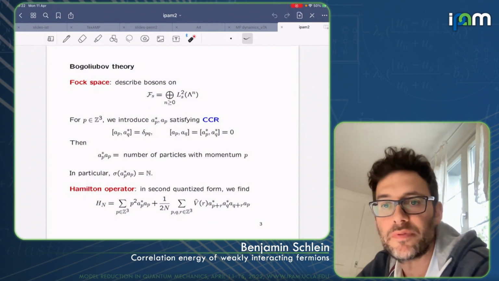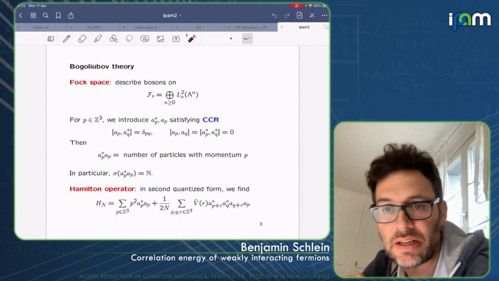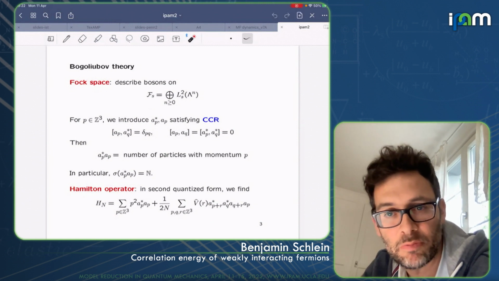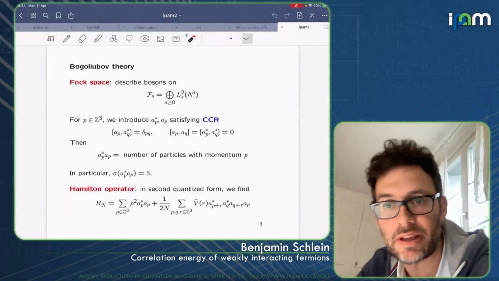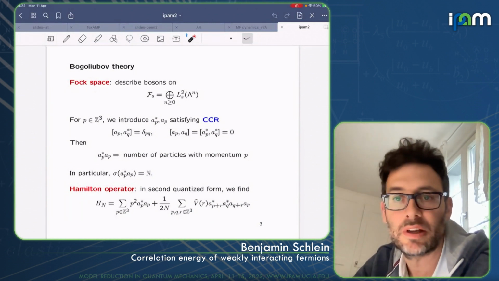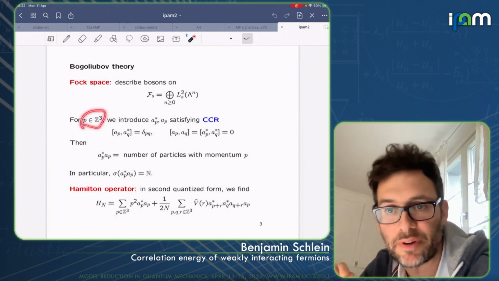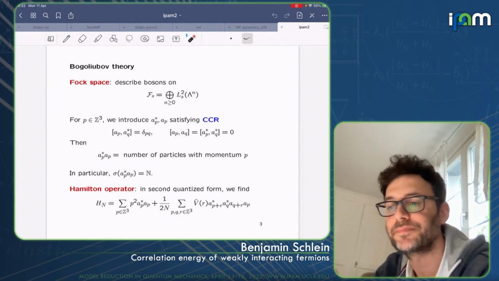On the bosonic Fock space F_s, as usual, we introduce creation and annihilation operators. I'm labeling these operators with momentum. This is convenient because we are looking at a translation invariant system, so Fourier theory is very convenient. So for every momentum p in Z^3, so we are in this box, momenta are discrete.